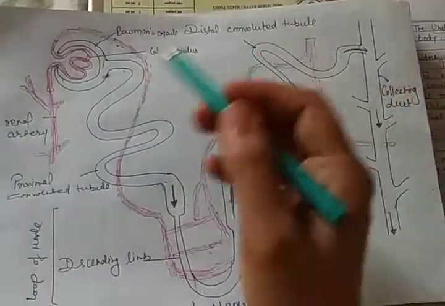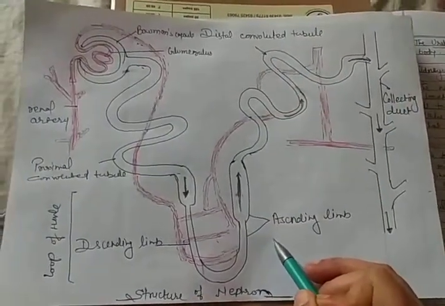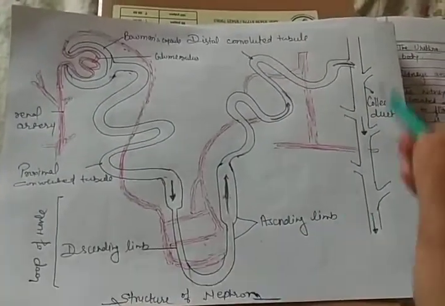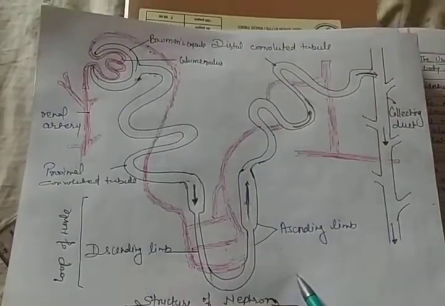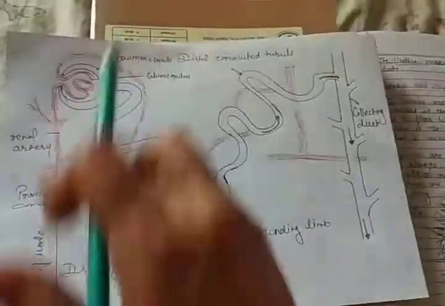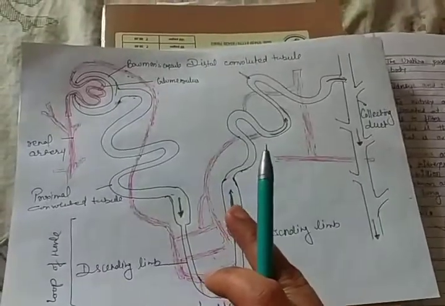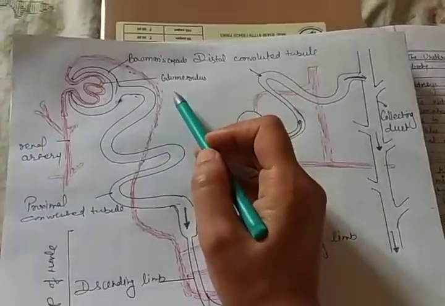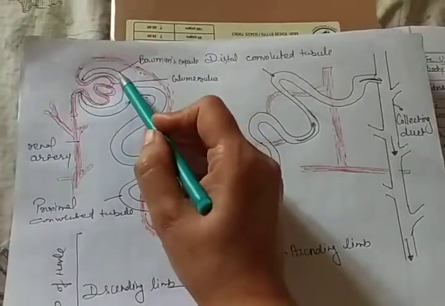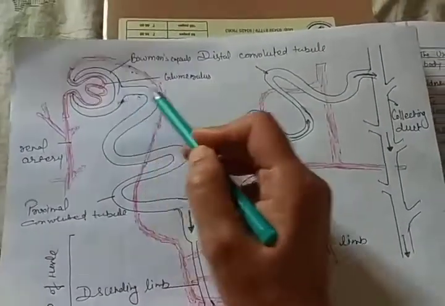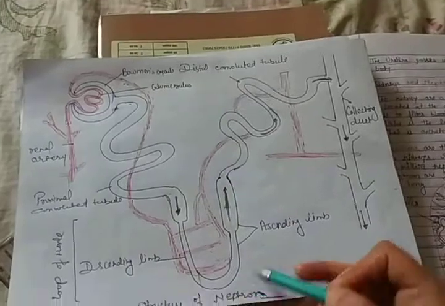Okay, so now let's discuss the structure of the nephrons. Nephrons are the structural and functional unit of the kidneys. Each kidney has more than 1 million nephrons. This is the structure of a nephron. The main components of the nephron are the glomerulus, Bowman's capsule, which is a cup-shaped structure, and renal tubules.